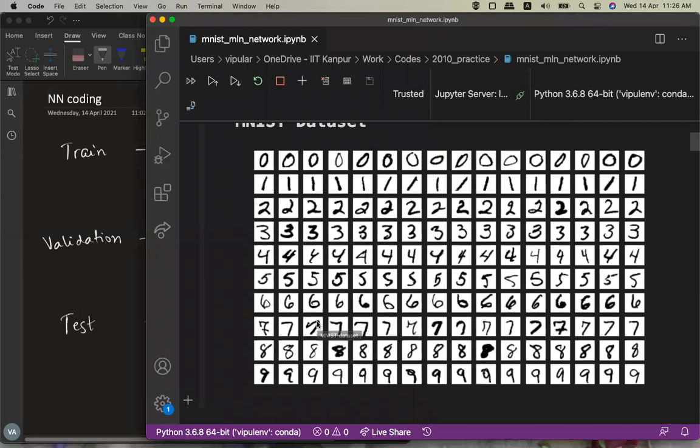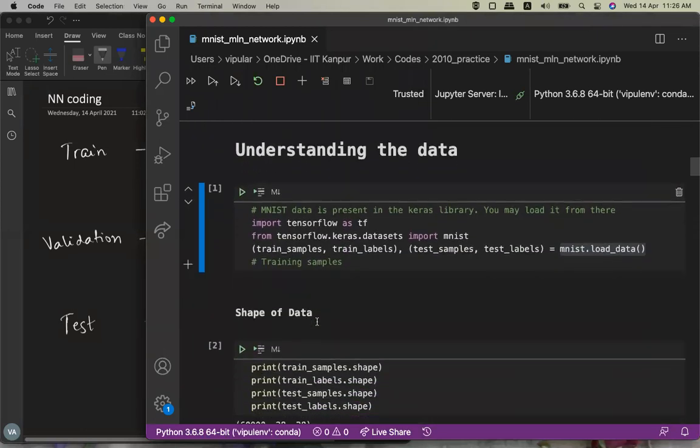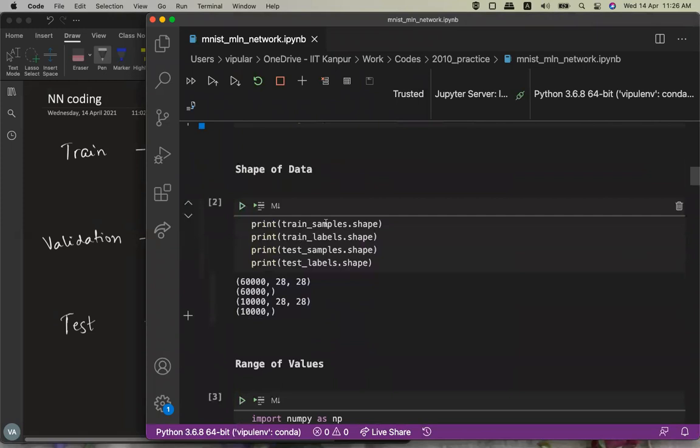So let's look at the MNIST dataset. It's a very simple dataset. You have training samples. Now you see there are 60,000 training samples and 10,000 test samples. And when you say train samples, there are 28 cross 28 matrices. Basically, this matrix is 60,000 cross 28 cross 28, because there are 60,000 examples, and each example is a 28 cross 28 image.